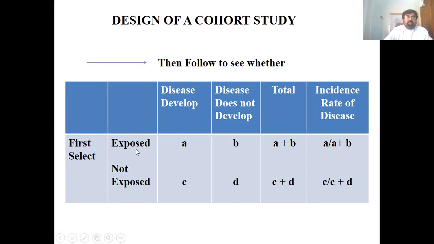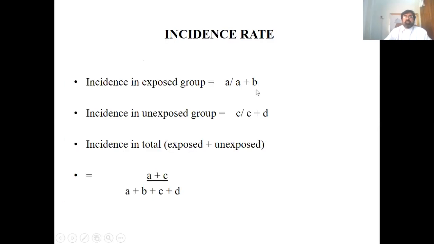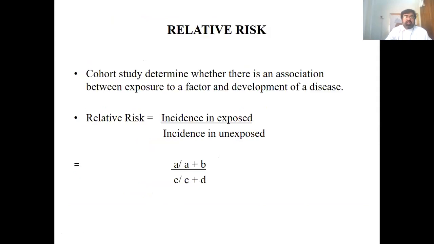So here, first select the groups, exposed and non-exposed. Some will develop the disease, some will not, in the exposed and not exposed. And these are the totals, A plus B, and A over A plus B is the incidence rate of disease in the exposed. C over C plus D is the incidence rate among non-exposed. Total incidence, exposed plus unexposed, is A plus C over A plus B plus C plus D. That is the incidence in total, both exposed and unexposed groups.